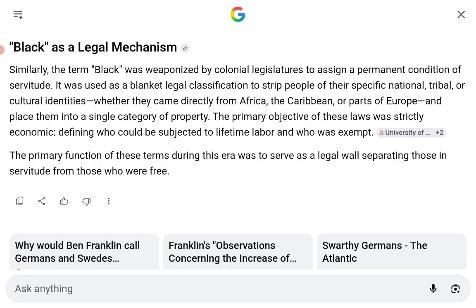The primary objective of these laws was strictly economic, defining who could be subjected to lifetime labor and who was exempt. And what do they mean by that? I want to break it down to you in layman's terms, as simple as possible. Well, if you were free in your natural-born country, and you came into America free, and there were no wars at the time, you had free status, meaning that you had the freedom to vote, purchase land, and open a business. You were also able to get certain grants for settlers. This was a settler thing, right?